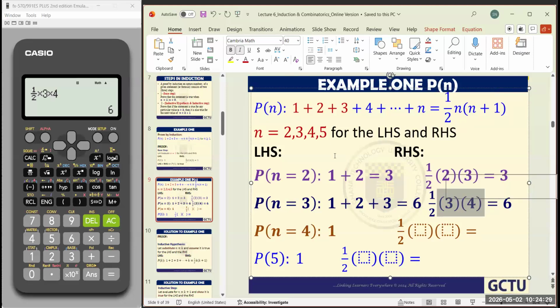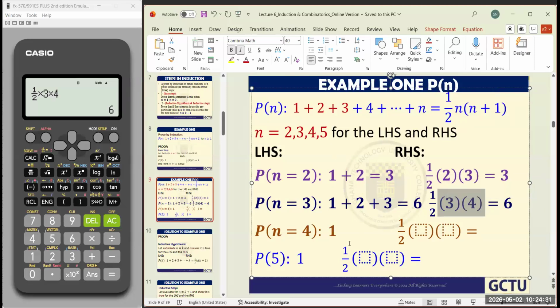Okay, so this is how the induction problems work. And I'm saying we don't need to do all these answers or try all these values before we go on.